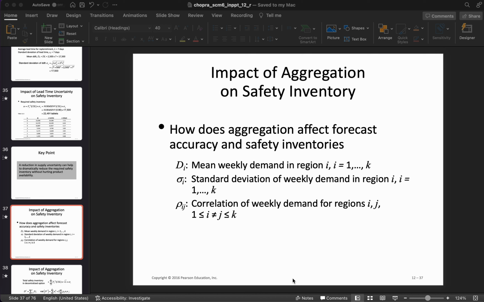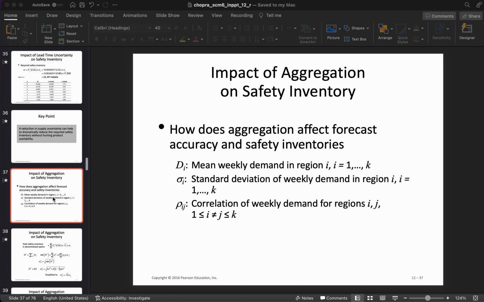For this part on the impact of aggregation, we will separate this out into maybe 4 different videos that I'll be posting on Canvas, maybe 5, depending upon how long each of these videos go. I don't want them to be too long, as you know. So let's begin. How does aggregation affect the forecast accuracy and safety inventory? That's basically what we're going to talk about.